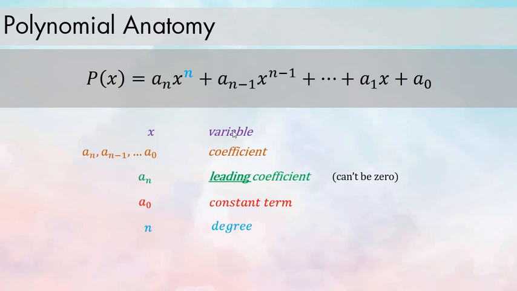And finally, we have n. It's the degree of the whole polynomial. Roughly speaking, the degree of a polynomial is the highest power of all the terms in the polynomial.